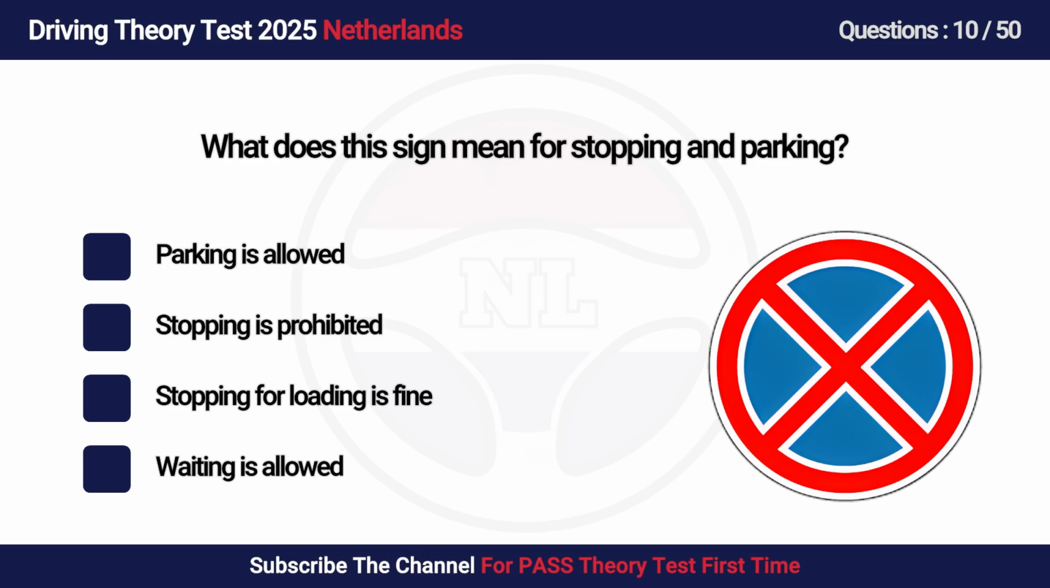A. Parking is allowed. B. Stopping is prohibited. C. Stopping for loading is fine. D. Waiting is allowed.